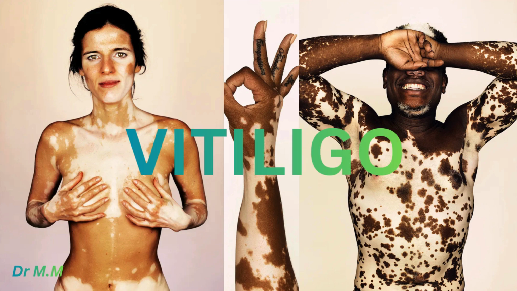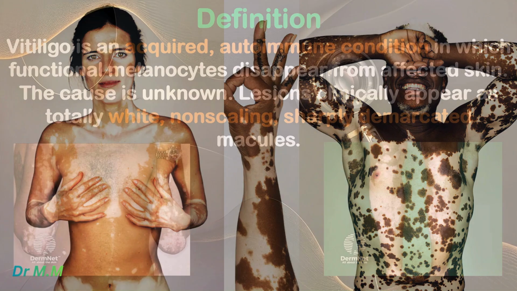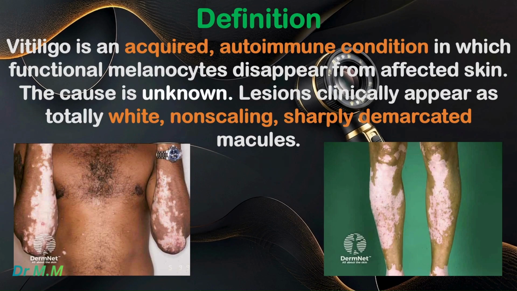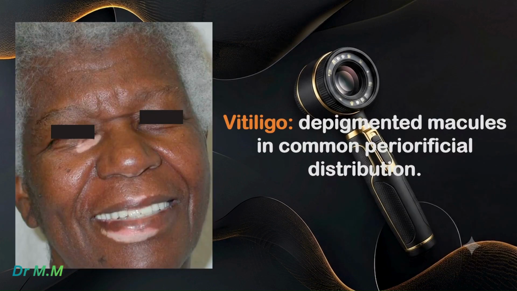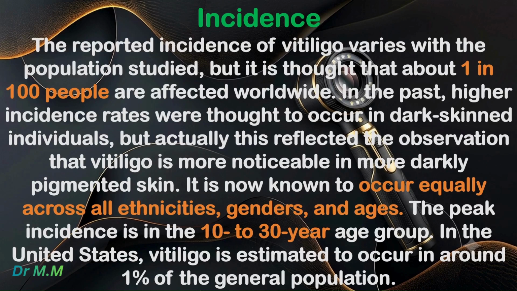Vitiligo. Definition. Vitiligo is an acquired, autoimmune condition in which functional melanocytes disappear from affected skin. The cause is unknown. Lesions clinically appear as totally white, non-scaling, sharply demarcated macules. Vitiligo, depigmented macules in common periorificial distribution.